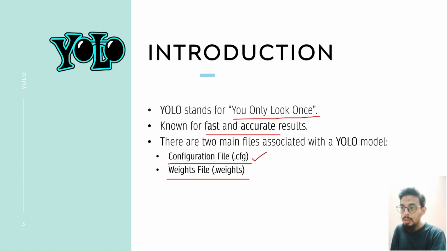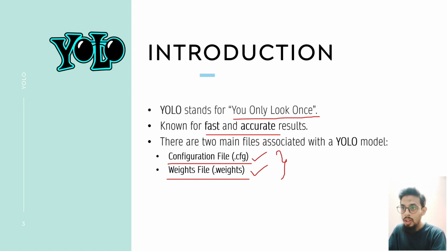Now comes the weights file. This weights file is produced after the YOLO model is trained. It contains all the information that the YOLO model has learned. So we are going to use these two files in our code for the detection of our hands and faces.